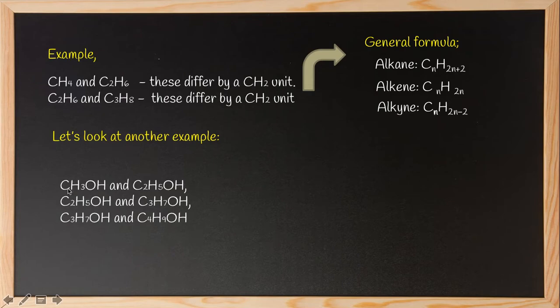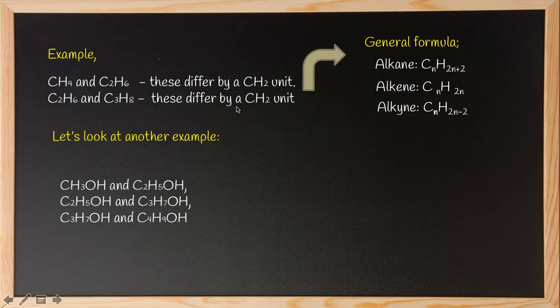If you can see here, there is one carbon here, two carbons here. So one carbon difference. There are three hydrogens here and five hydrogens here, so two hydrogen difference. So differing by a CH2 unit. The same here, it is two carbons and three carbons, so one carbon difference, and five hydrogens and seven hydrogens, so two hydrogen difference, again a CH2 unit. In the last example, it is three carbons and four, one carbon difference, and seven hydrogens and nine hydrogens, two hydrogen difference. Again they are differing by a CH2 unit.